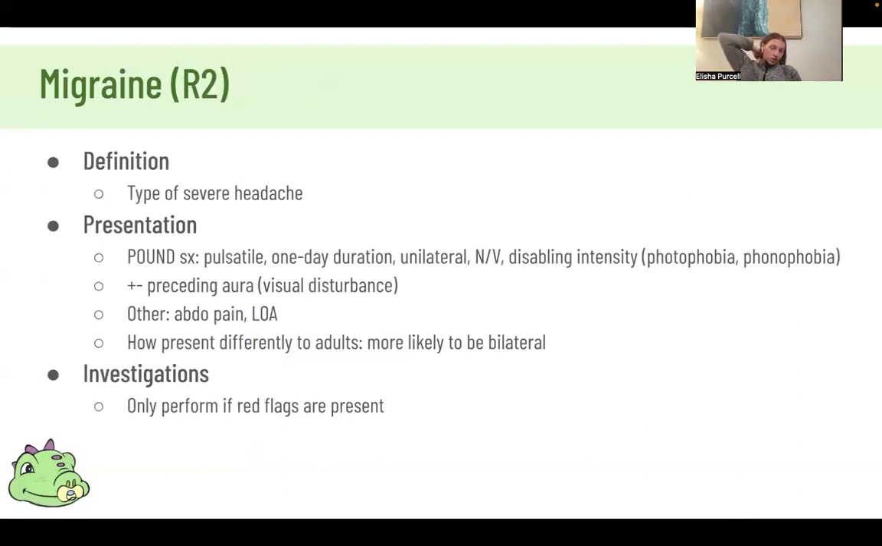So next neurology condition is migraine. This one's pretty straightforward. You guys would have done migraine in your adult medicine last year. Pretty much exactly the same.